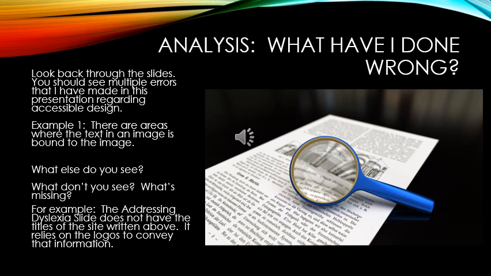What else do you see? What don't you see? What's missing? A lot of times it is harder for us to perceive something that isn't present than something that is present. So we have to adjust our comprehension of a specific item so that we can see what needs to be done. For example, the addressing dyslexia slide does not have the titles of the sites written above the logos. It relies on the logos to convey that information.